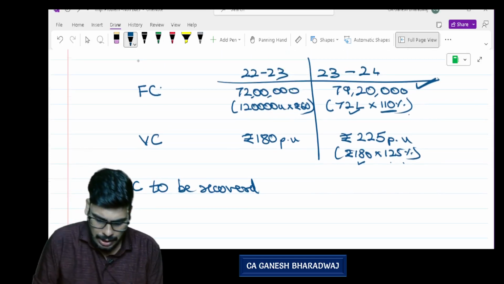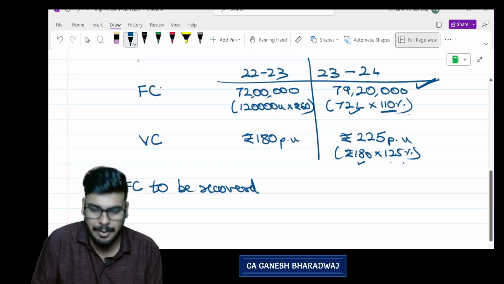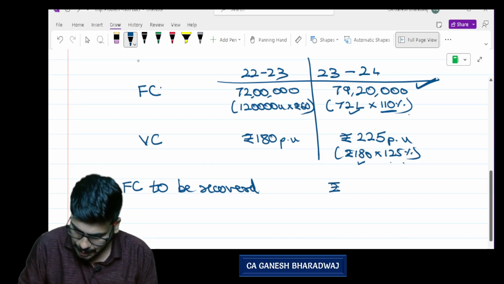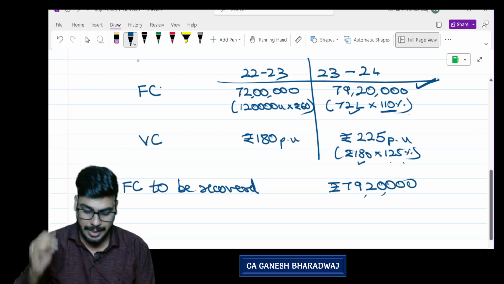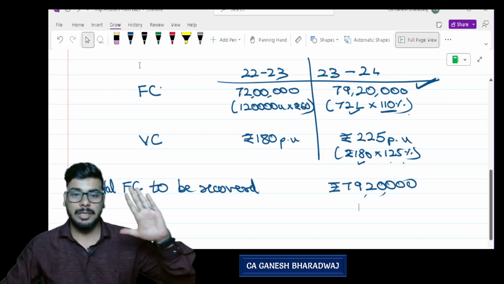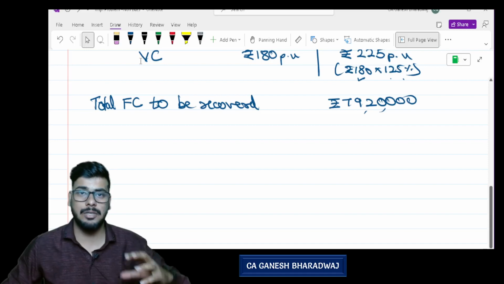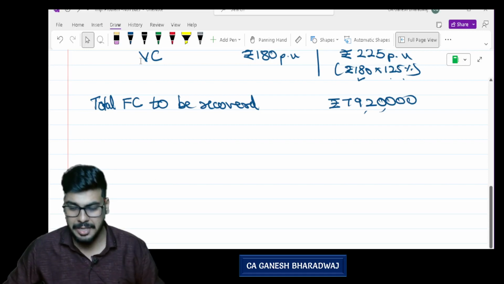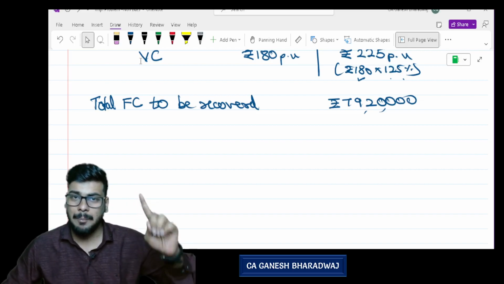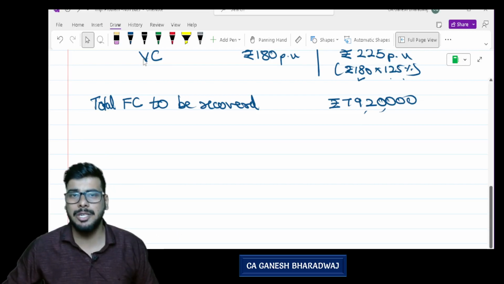Overall fixed cost. The total fixed cost that I need to recover to break even is rupees 79,20,000. Now we know that the company is obviously following first in, first out. How do we know? They have given the shelf life is 12 months, 1 year, whatever it is. Which means the company will first anyway sell these 20,000 units.